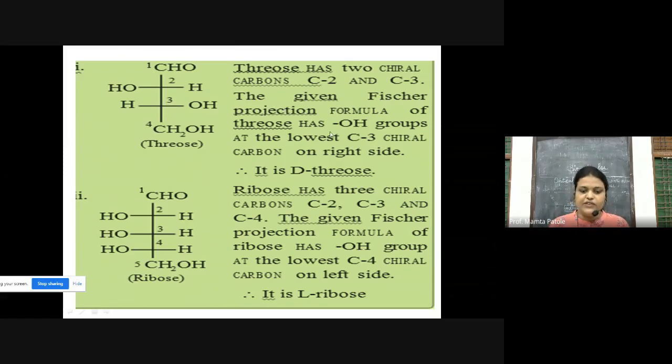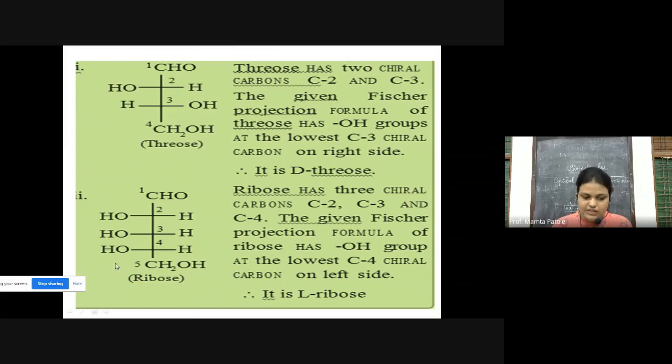So the given Fisher projection formula of triose has the OH group at the lowest C3 chiral carbon on the right side. Now this third carbon, the OH group over here is present on which side, students? On the right hand side, right? So therefore it is known as D-triose, right?